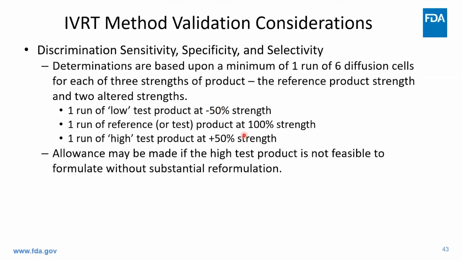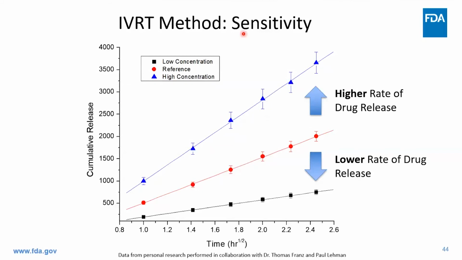What you're looking for here is that with sensitivity, a higher concentration product, a higher strength product, has a higher rate of drug release, and a lower strength product has a lower rate of drug release.